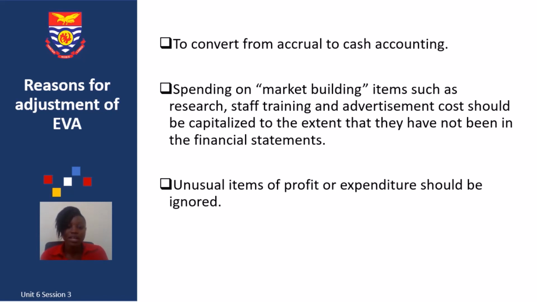Another reason for the adjustment of economic value added is that spending on market building items such as research and development (R&D), staff training, and advertisement costs are to be capitalized to the extent that they have not been in the financial statements. Also, unusual items of profit or expenditure should be ignored.